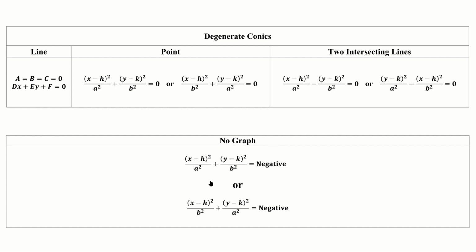That's when you would end up with one of these two scenarios. Because notice here we have squares up here, which should be non-negative, and usually non-zero as well. So this sum should never end up being negative, right? Either in this format or this format. So when they do, then you're not going to end up with any kind of a real graph. So that's how we know we get no graph at all.